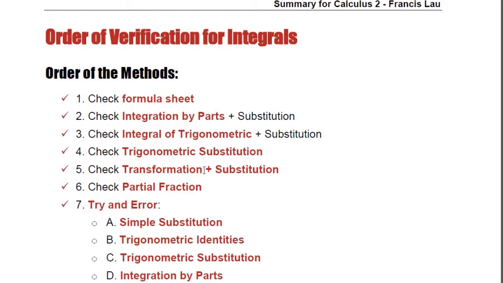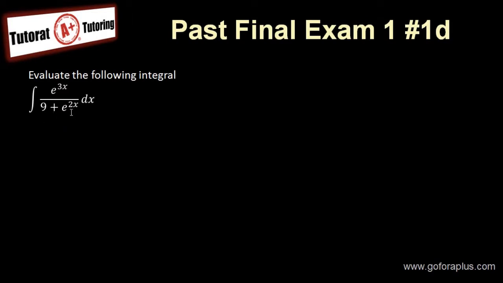Now transformation plus substitution. Maybe I can just do substitution first here. Oh, number 6, partial fraction, for sure is not partial fraction here. I don't want to factorize anything here. So let's just do simple substitution. What do you want to substitute? Ask yourself what is u and what is du.